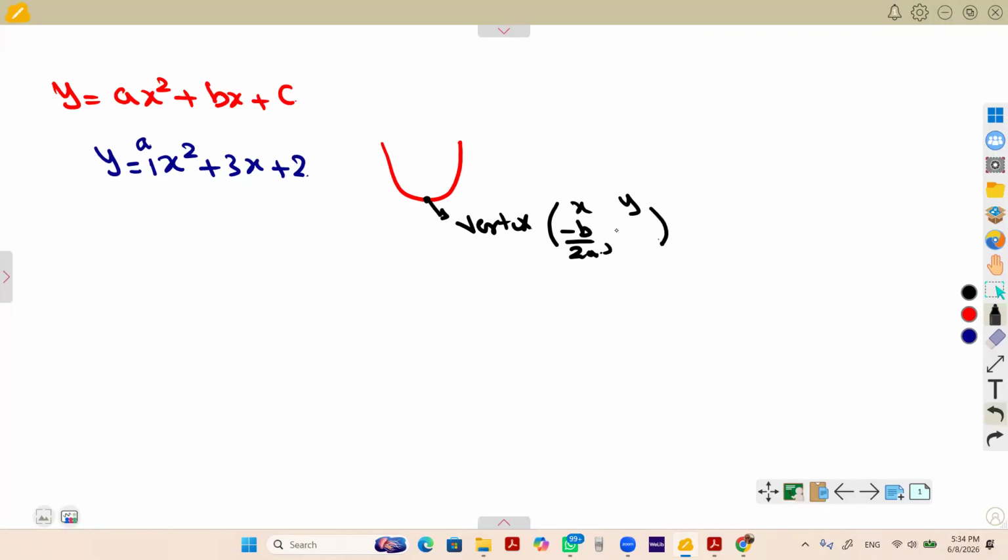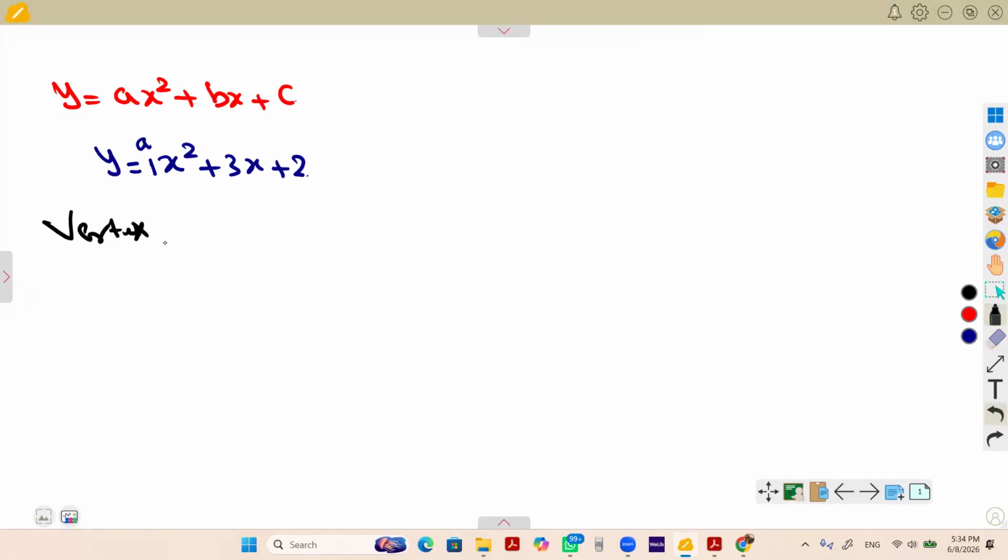And y is the function of negative b over 2a. Again, how can we get the vertex? What is the rule of the vertex? The vertex of the curve, x and y. X is what? Negative b over 2a. And y is the function of negative b over 2a.